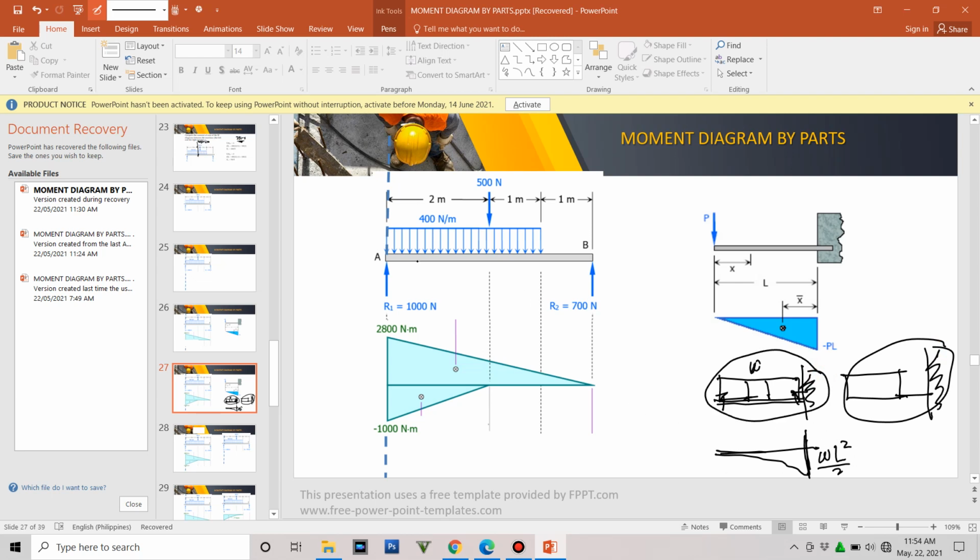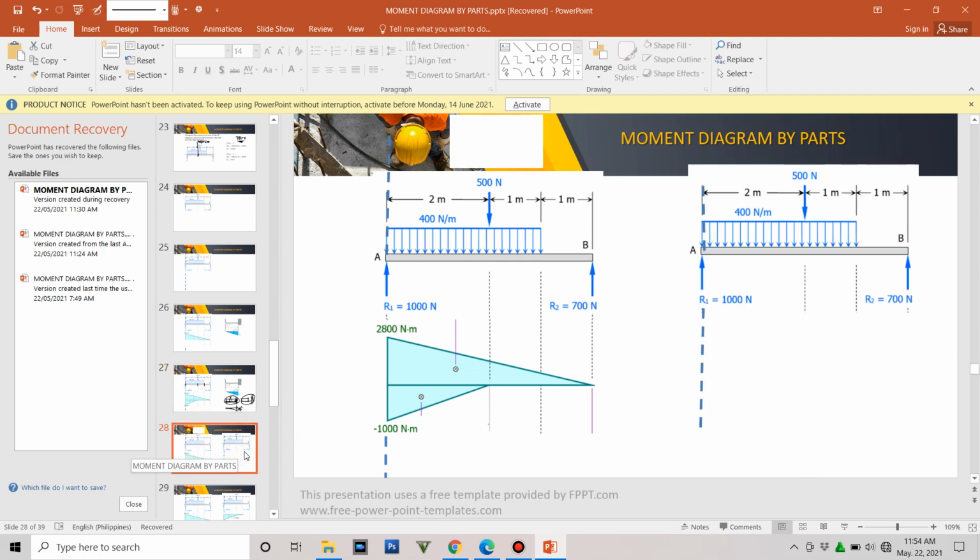Kaya, ang pwede mo lang piliin yung mga reference na nakadikit dito sa distributed load. So, pwede dito, pwede mong piliin to, pwede mong piliin yan. But not this one. Kasi nga, hindi nag-extend yung distributed load mo dyan. Okay? So, I hope that is clear. Next.